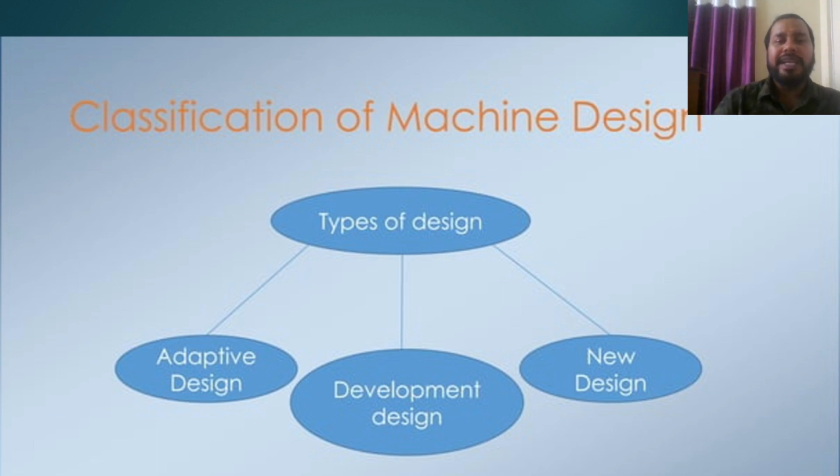So now come to the classification of machine design. There are various classifications of machine design, but from the subject point of view we will focus on these three parameters. When we classify, it is classified into three types. One is adaptive design, second is development design, third one is new design. So generally machine designs are classified into three types. So one by one we will discuss.